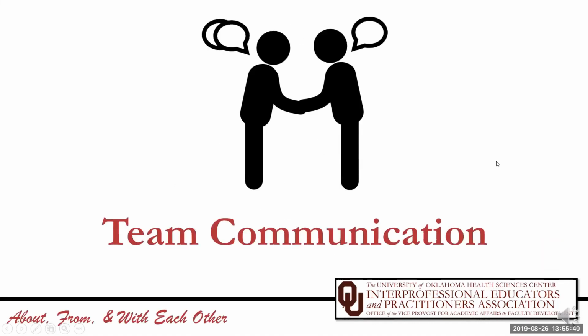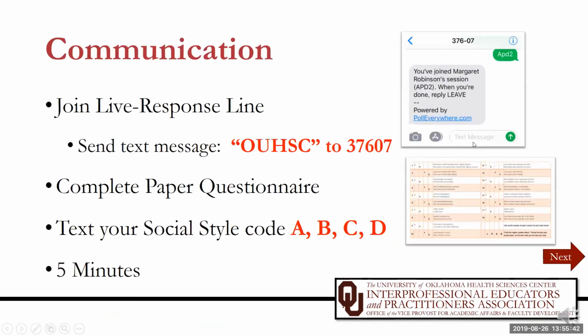The next set of activities revolve around team communication. When your students come to the table, please ask them to put their cell phones at the center of the table and on silent. At this point, you'll need them to reach into the center of the table and grab their phone. They are all to send the text message, OUHSC, to this number here. After they've done that, they can put their phones down and complete the paper questionnaire.